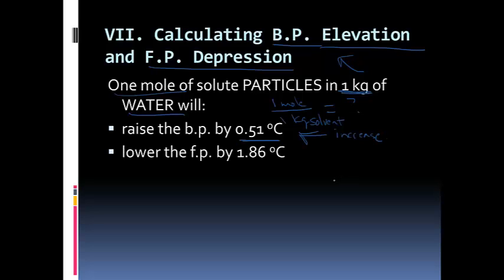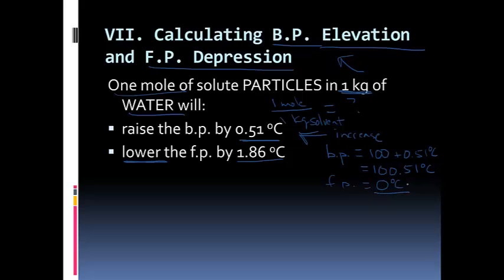Okay, and the freezing point will be lowered by 1.86 degrees Celsius. Again, this is not the freezing point. Okay, so boiling point would be the normal boiling point, which is 100 degrees, plus the 0.51 degrees Celsius. Okay, so that means this solution should boil at 100.51 degrees Celsius.